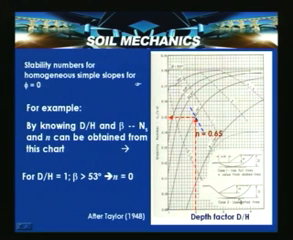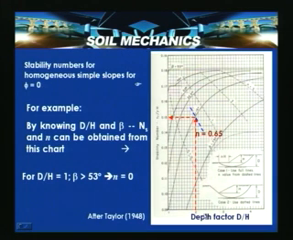So, here in case 2, this is the height h and this is the d which is shown. So, for example, by knowing d by h and beta, ns and n can be obtained from this chart. Say for example, for d by h equal to 1, beta greater than 53, n is equal to 0. So, if you extend, this goes like this.